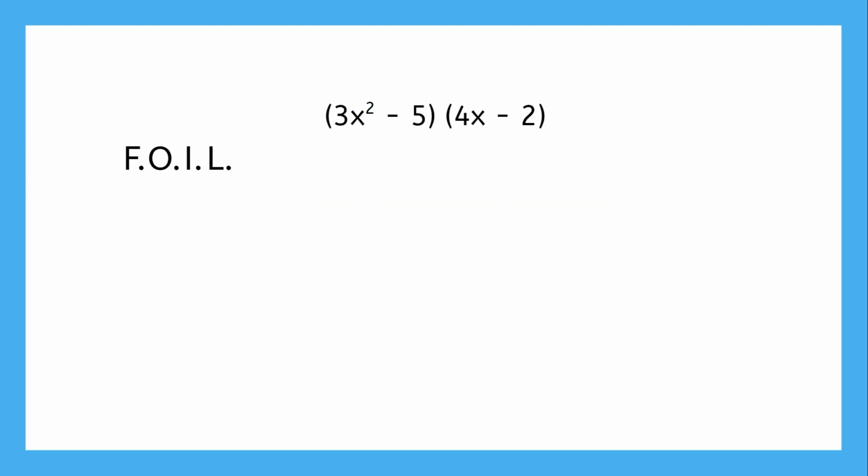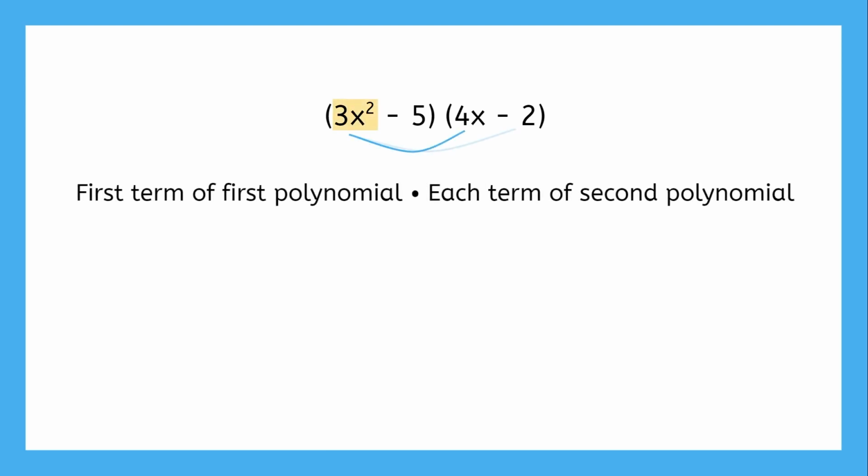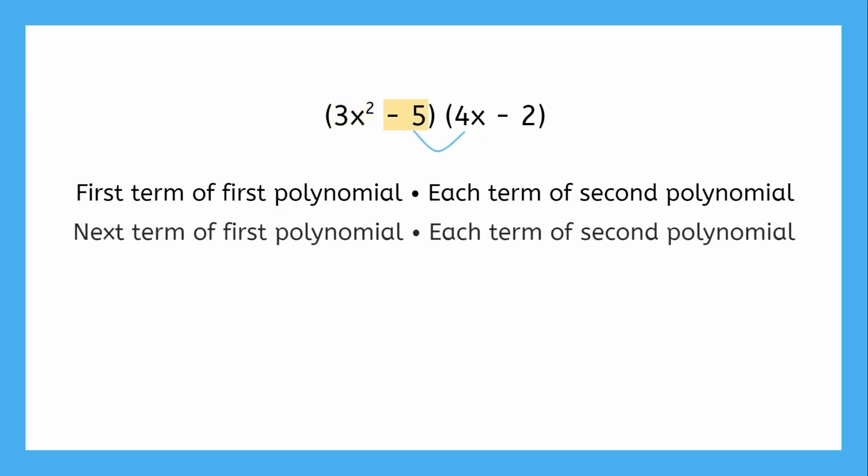I know I said that was the last example, but let's go a little deeper. You might have noticed already, but we don't really need the FOIL acronym. There's a clear pattern in play here. We start with the first term and multiply it by each term of the second binomial in order. Once you get to the end, move to the next term in the first binomial and do the same thing, multiplying down the list of terms for that second binomial. And we do this for every term in the first polynomial.